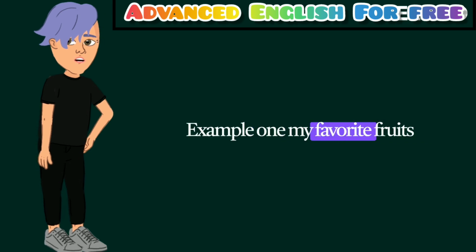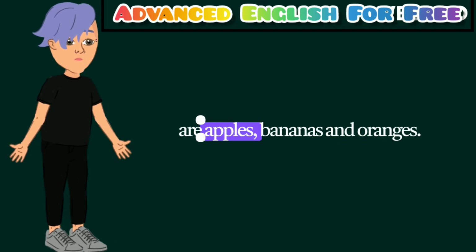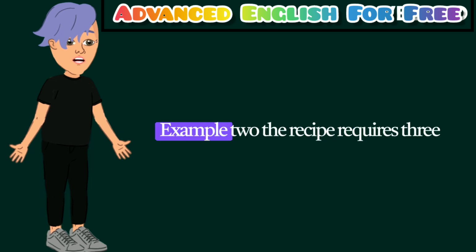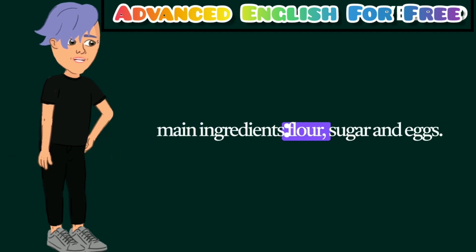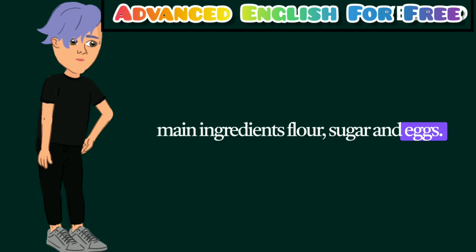The most basic use of a colon is to introduce a list or an explanation. Example 1: My favorite fruits are apples, bananas, and oranges. Example 2: The recipe requires 3 main ingredients: flour, sugar, and eggs.